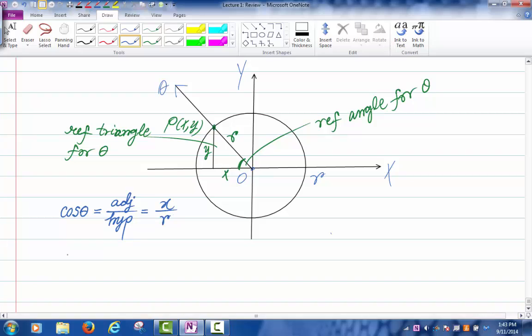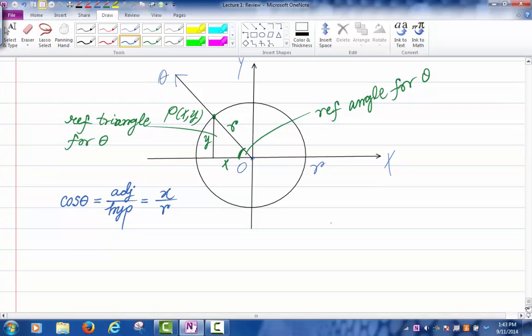Okay. Same way, what is sine theta? Sine theta would be the opposite over hypotenuse, which would be y over r. Is everybody okay? So cosine theta and sine theta are defined by these formulas here. Now, what would be the definition of tangent theta?